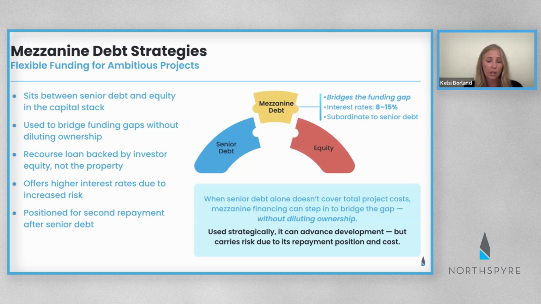This is a subordinated loan to senior debt, and it's also an unsecured loan. So that's really important to note. Often these loans have recourse on them, but that is also project or property specific. So that's going to be deal to deal specific. You can have a non-recourse mezzanine loan, that's possible. And again, they offer higher interest rates, usually 8 to 15% to kind of balance out the higher risk position. So that's your mezzanine debt.